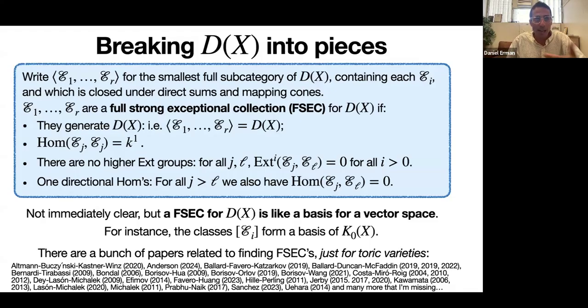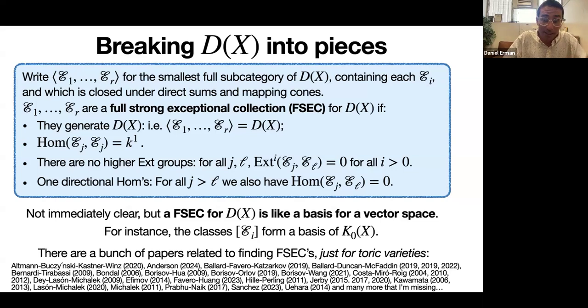The notion that's largely agreed upon is that the best notion of a basis for a derived category is what's called a full strong exceptional collection. It's a set of objects which generates the derived category, and which has very specific structures about morphisms between them. Again, I think the definition is not very enlightening if you haven't seen it before. On the next slide, I'll talk about some of the implications.